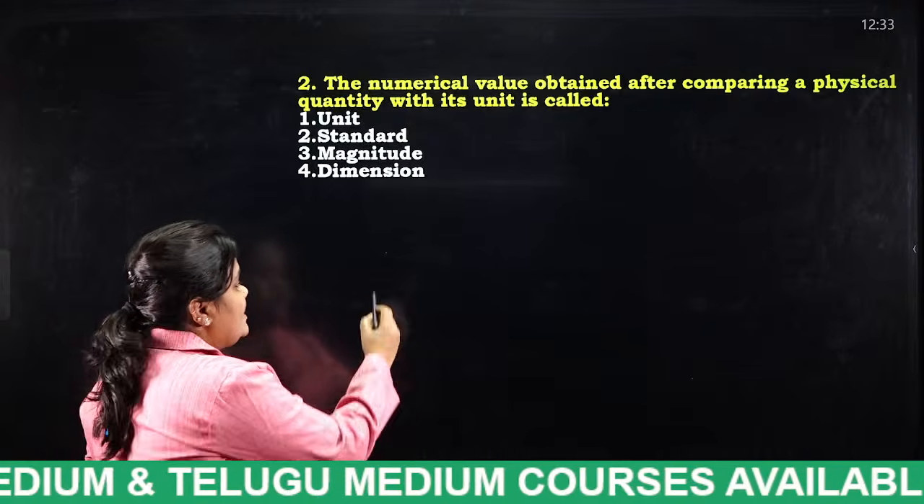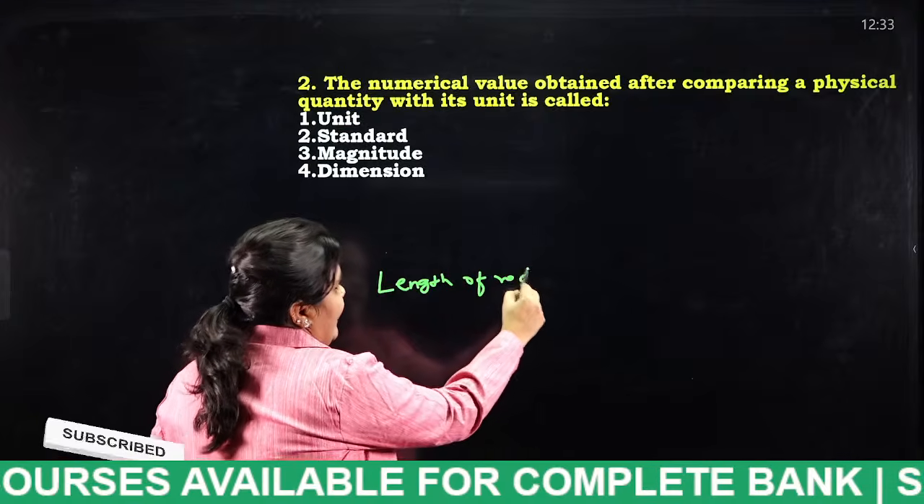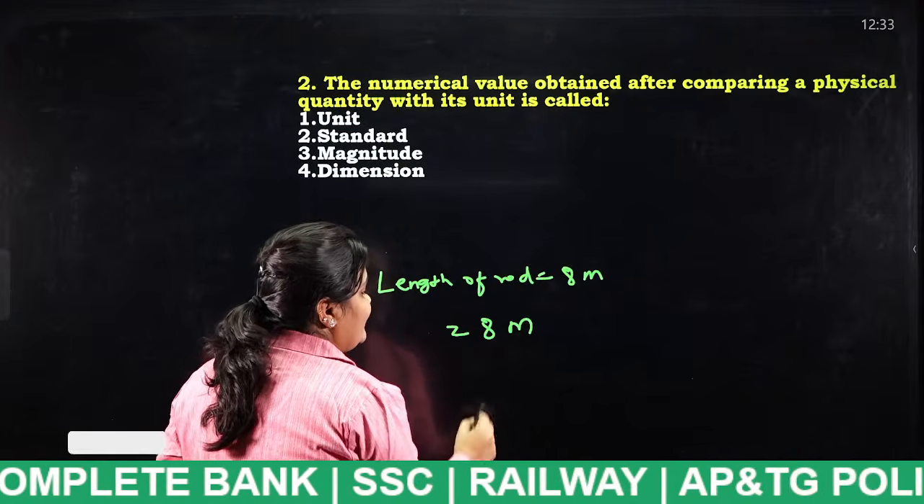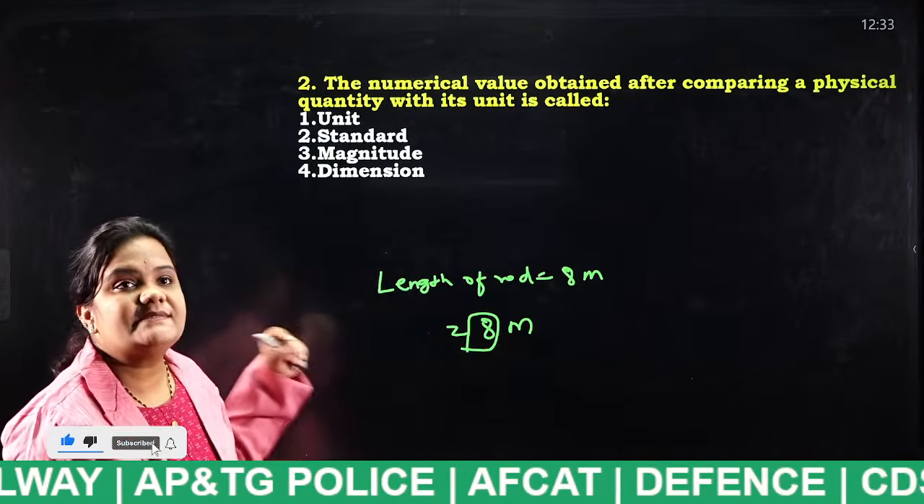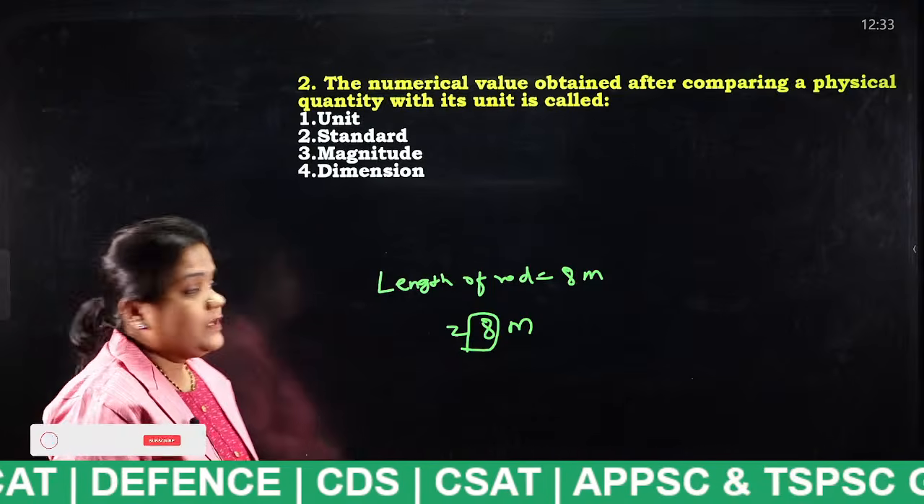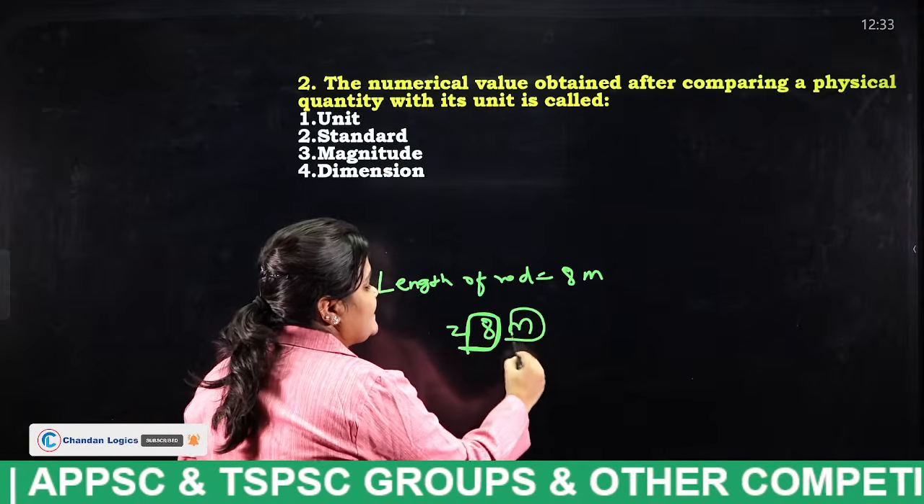For example, this is the length. Length of the rod is equal to 8 meters. After measurement, I have got the length of the rod as 8 meters. So what is this 8 considered as? What is this unit considered as? Tell me students. This numerical value is considered as what? And this meter is considered as unit.